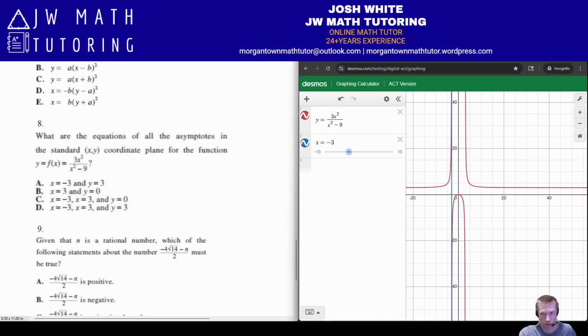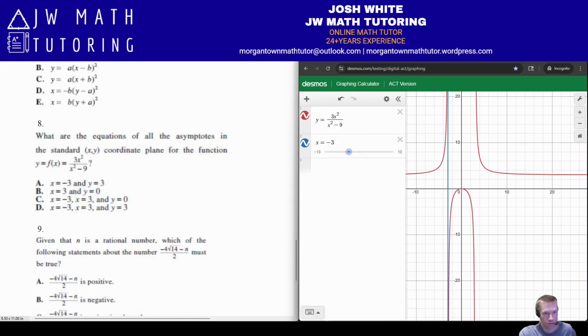It's a vertical line. It's going to infinity from the left of -3. It's going to negative infinity from the right. So yes, -3 clearly appears to be an asymptote. So that means, okay, could be A, can't be B, okay, could be C, could be D. Now we need to go through and narrow it down further.